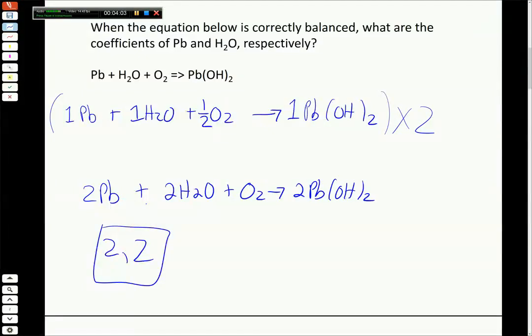Alright, so as I said, we're going to see a lot of questions on this assignment that require us to balance equations. This was the only one that was specifically about that we seem to have a little bit of trouble with.